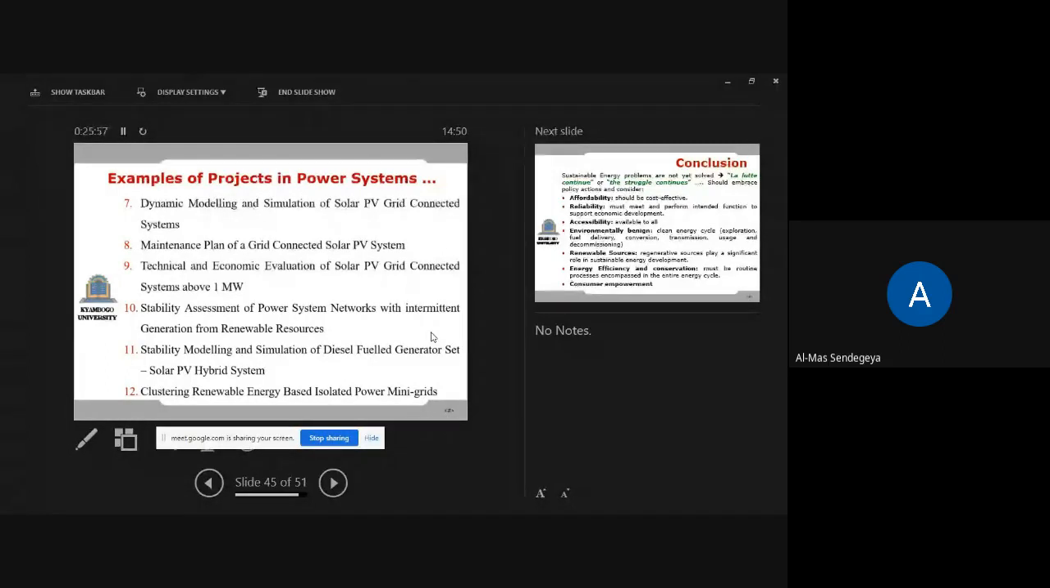Stability modeling, and number 12, clustering. We did not complete that project, but we developed a lot. It's unfortunate my researcher is not here, but I'm going to request her. We can come up with the proposals from clustering, number 12.